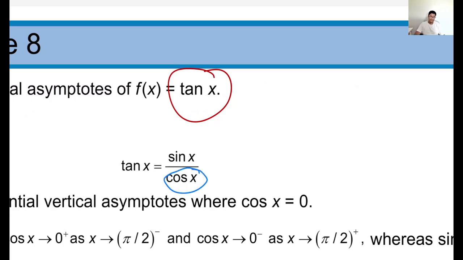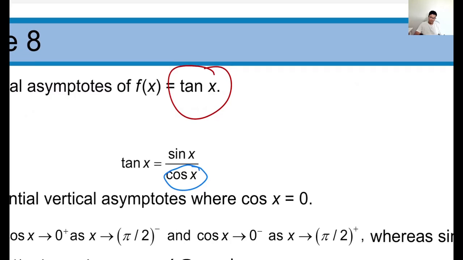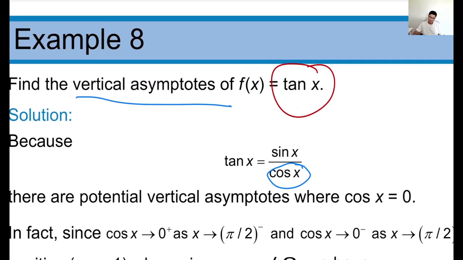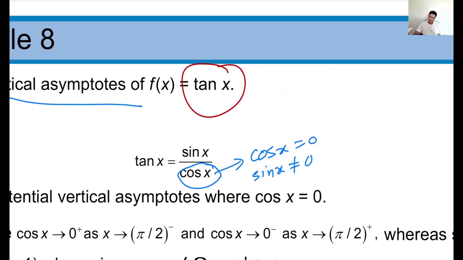Tan x is sin x over cos x. So where will I get the vertical asymptotes? Where cos x is 0 and sin x is not 0. But I don't have to worry about this. Why? Because sin and cos are related. They don't take independent values. So if cos x is 0, sin x will be 1 or minus 1. You don't have to worry, it won't be 0. So the only thing I need to do is find where cos x is 0.